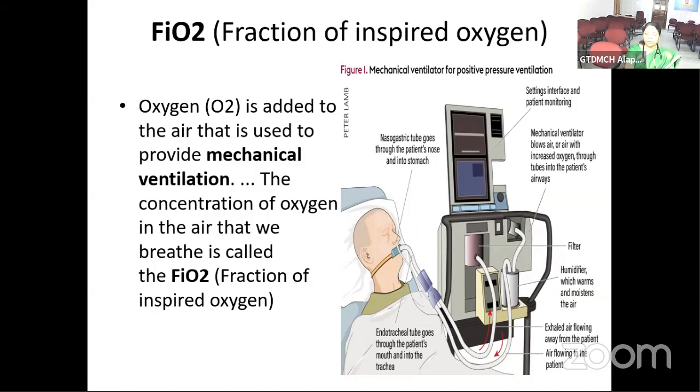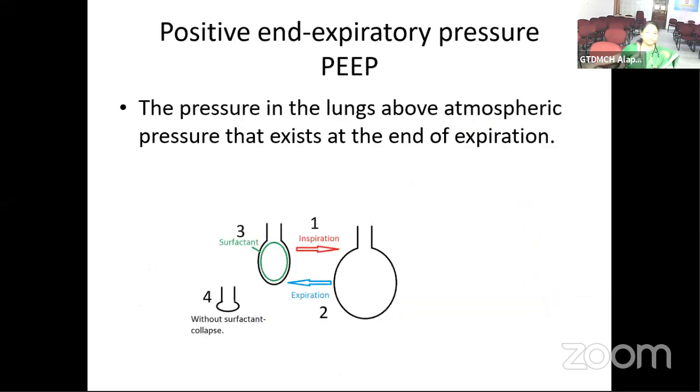So FiO2 is 100%. But 100% oxygen itself is toxic to the tissues if you give it for a long time. So we have to reduce the FiO2 as time progresses. That is the fraction of inspired oxygen that we can adjust in the ventilator. So you should know what FiO2 is. Then what is positive end expiratory pressure, or PEEP?